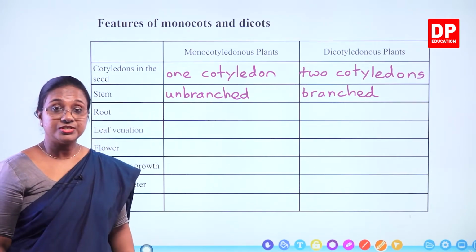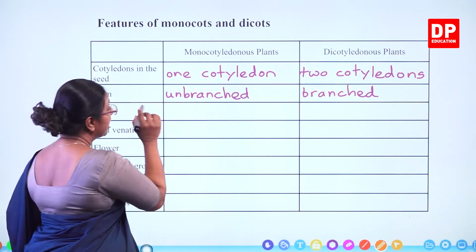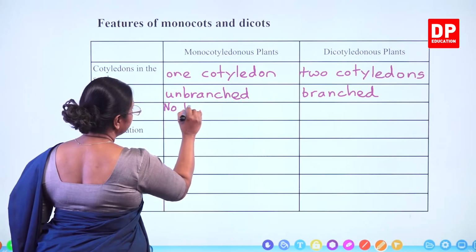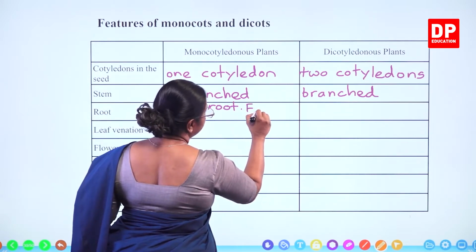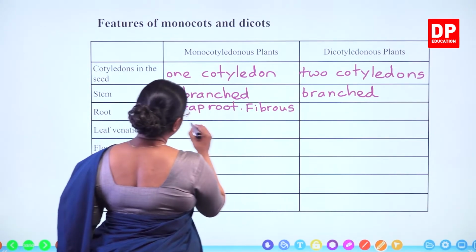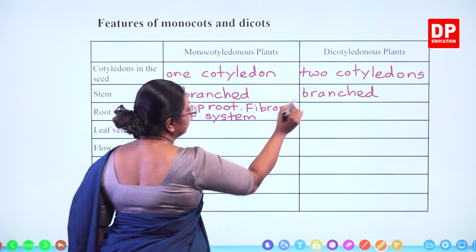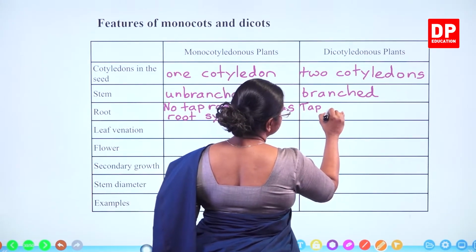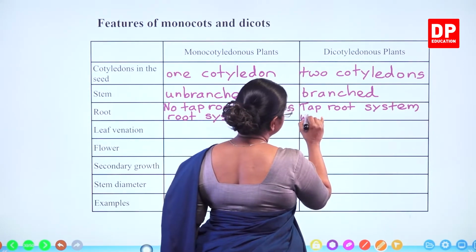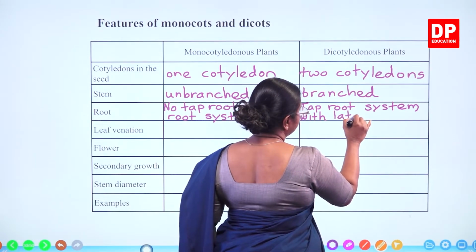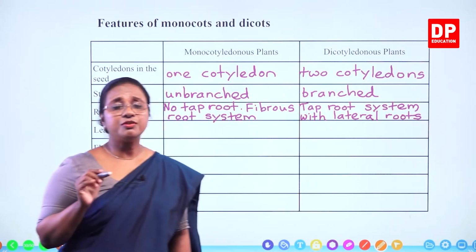Then we looked at the root system. What was the root system present in monocots? It is the fibrous roots. There is no taproot. So here there is no taproot and there is fibrous root. Fibrous root system. And here we have the taproot system with lateral roots. You all know the structure of all these.